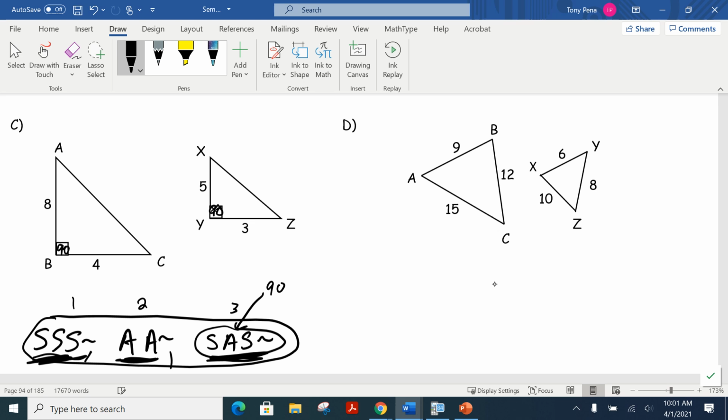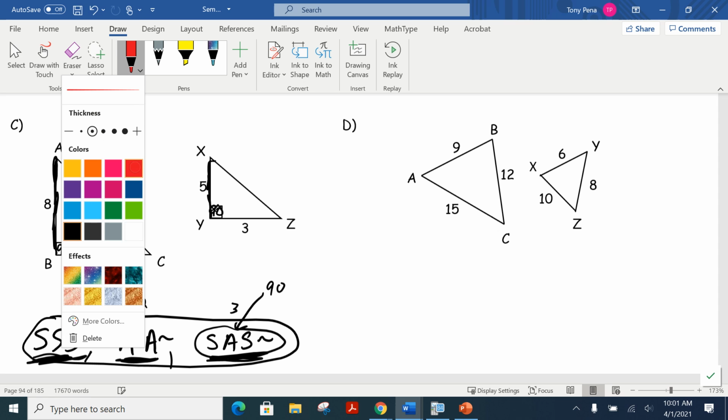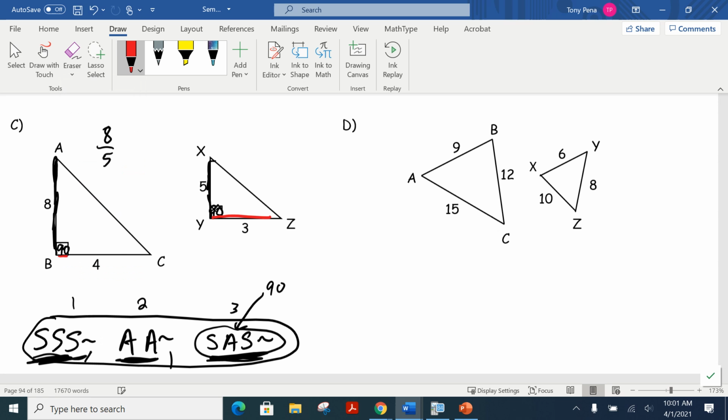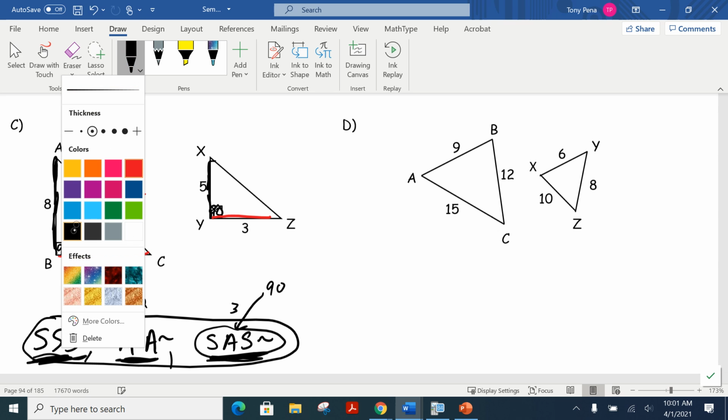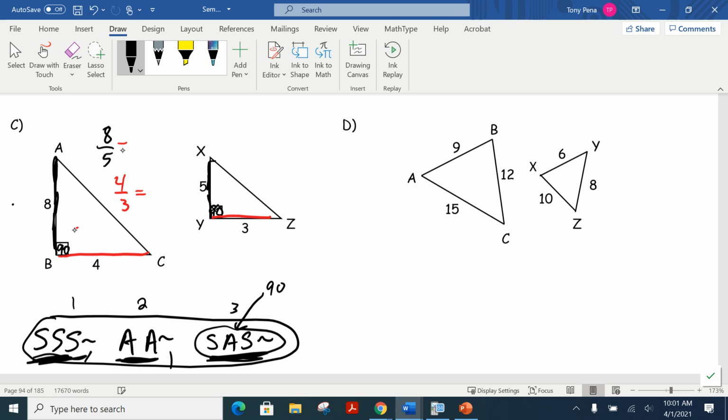So we've satisfied that. The last thing that needs to be true is this side here and its corresponding side here. So 8 compared to 5 better have the exact same ratio as the 4 compared to the 3, because these are also corresponding. Now, these don't reduce, so we may want to write these as a decimal, because you may not know if this is true or not.